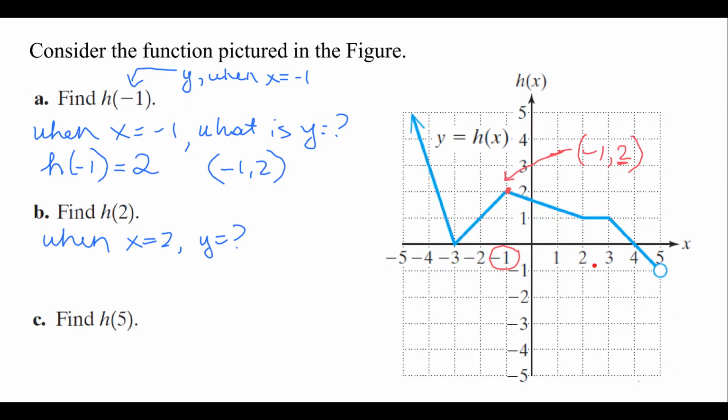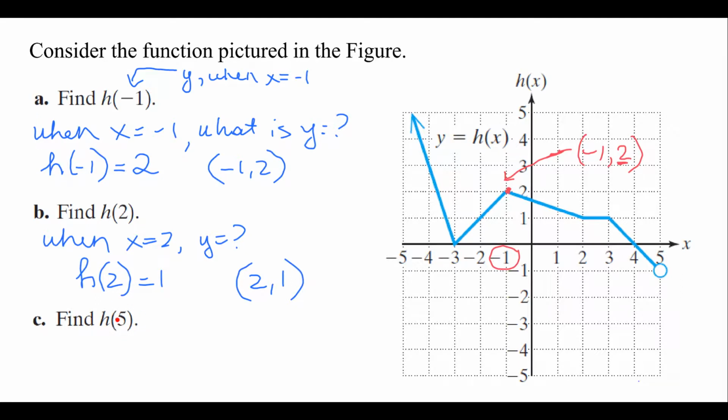So when x equals 2, what is my graph doing? Or what value does my function take? Well, it takes the value of 1, because x equals 2 is paired up with y value of 1 to create this point on the graph. So when x is 2, the output value is 1. So the answer there is 1. So h, not f. So h of 2 is 1, which is the same thing as the point on the graph 2, 1.